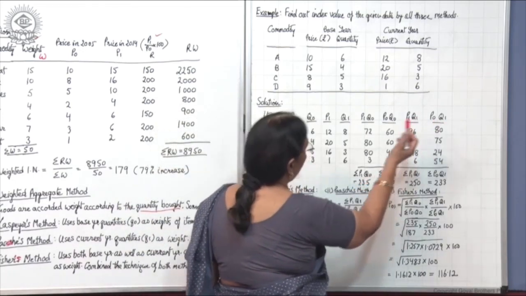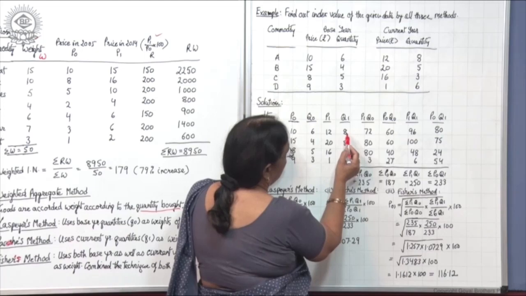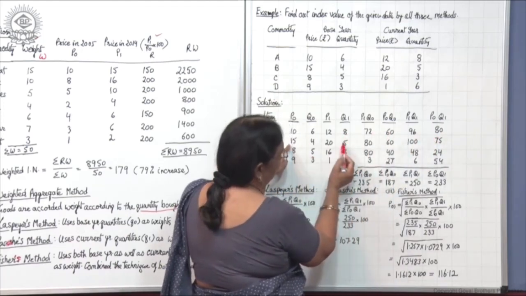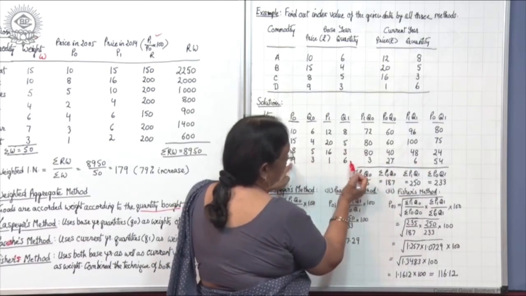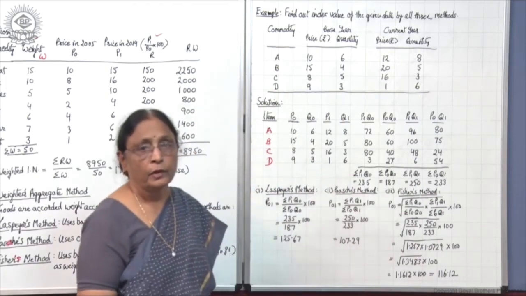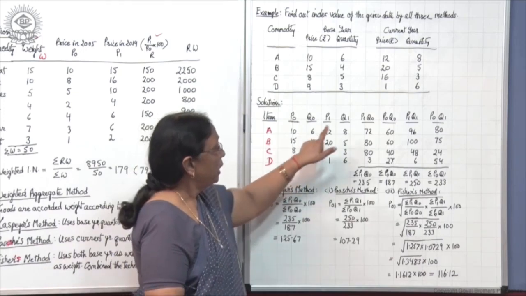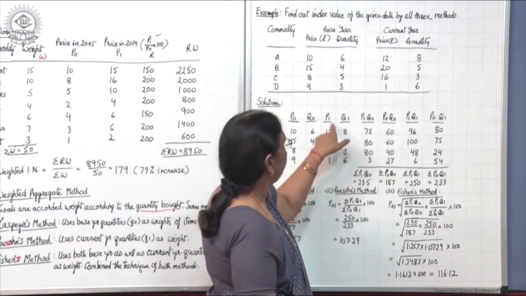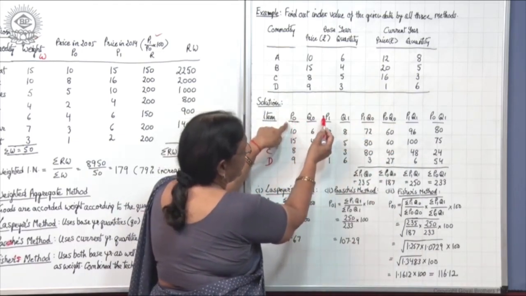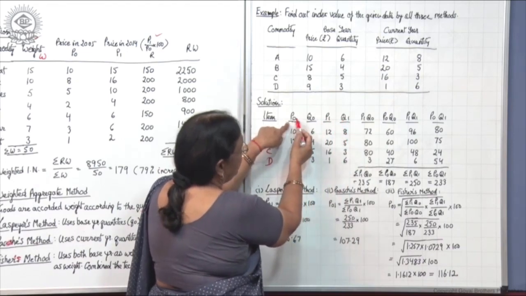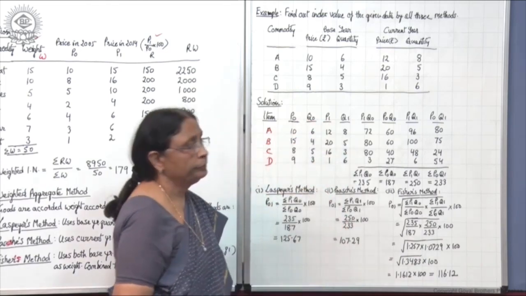Last column is P0 Q1. Multiply this: 10 into 8 is 80, 15 into 5 is 75, 8 into 3 is 24, 9 into 6 is 54. So this way, the first 4 columns you copy down and multiply different columns to get this data. One is P0 Q0, another is P1 Q1, third is P0 Q1 and fourth is Q0 P1. Simple.